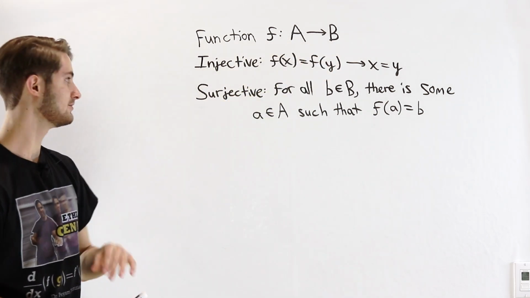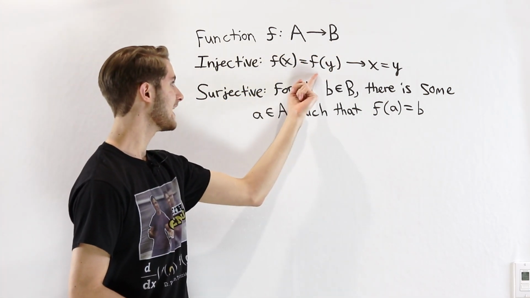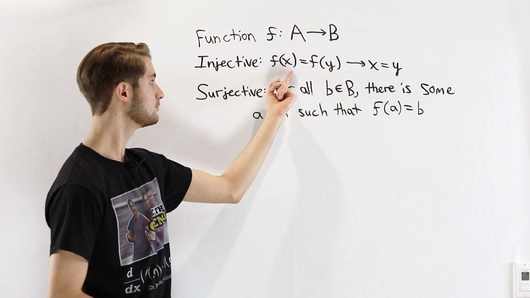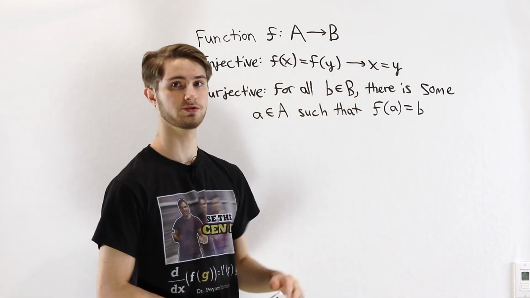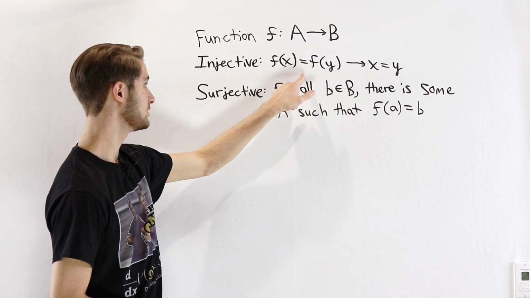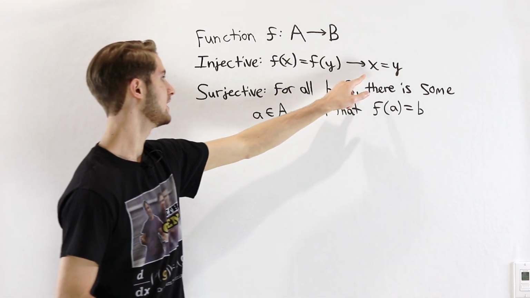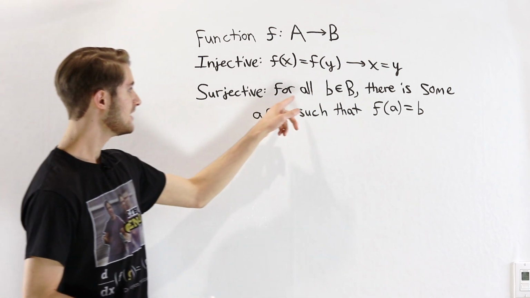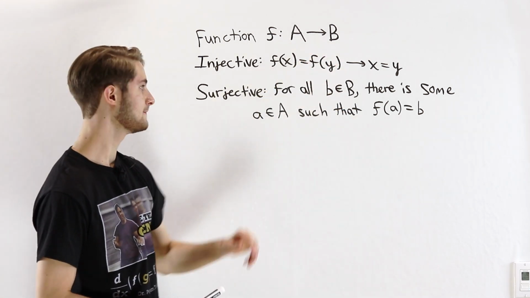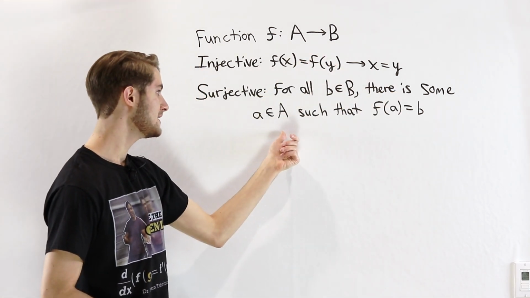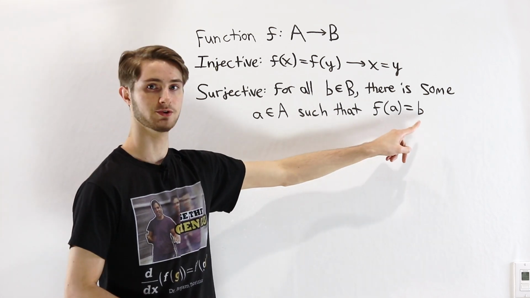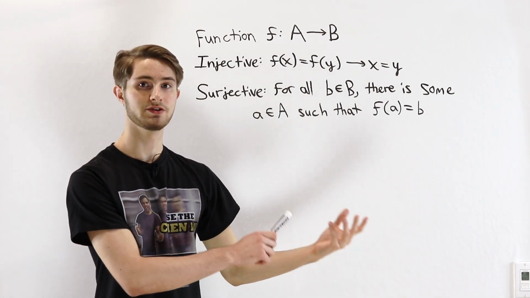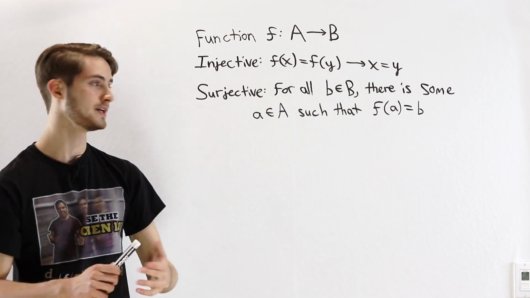It's injective if the only way for the outputs of the function to be equal is if the inputs are also equal. So if f of x equals f of y, that must mean x equals y. The function is surjective if for every element b in the codomain, there's some element a in the domain where f of a equals b. So every output is associated with at least one input.